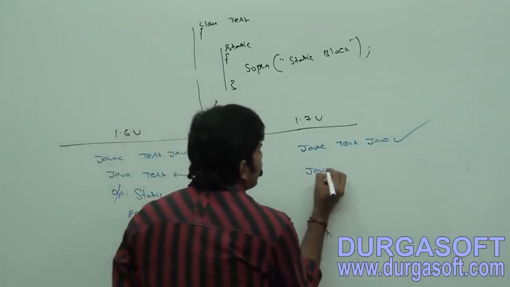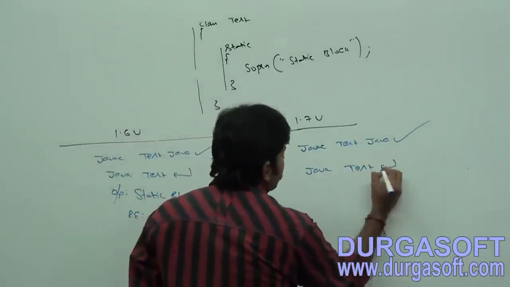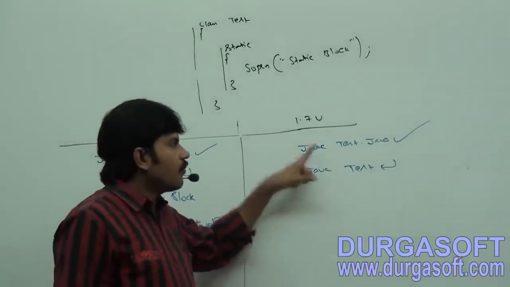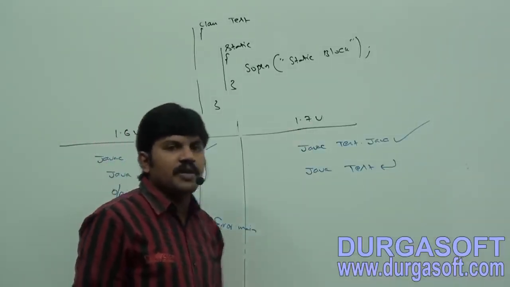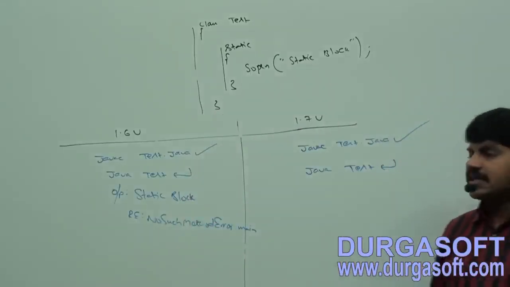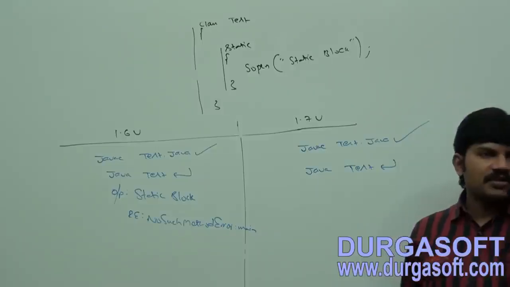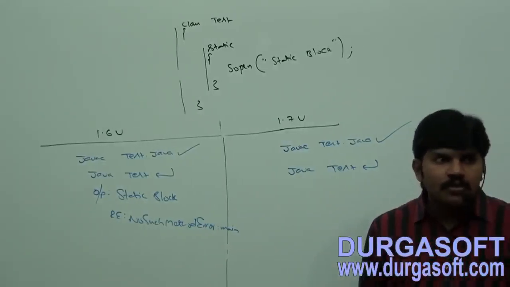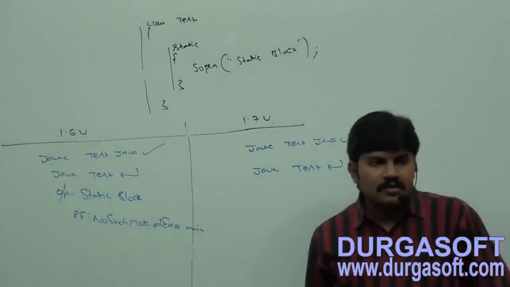Sir, Java test, like I'm taking a Java test. Now observe. I will ask the 1.7 version JVM, can you please run my test class? Immediately the JVM will ask only one thing: Durga, I can run, but first let me know whether your test class contains a main method or not.